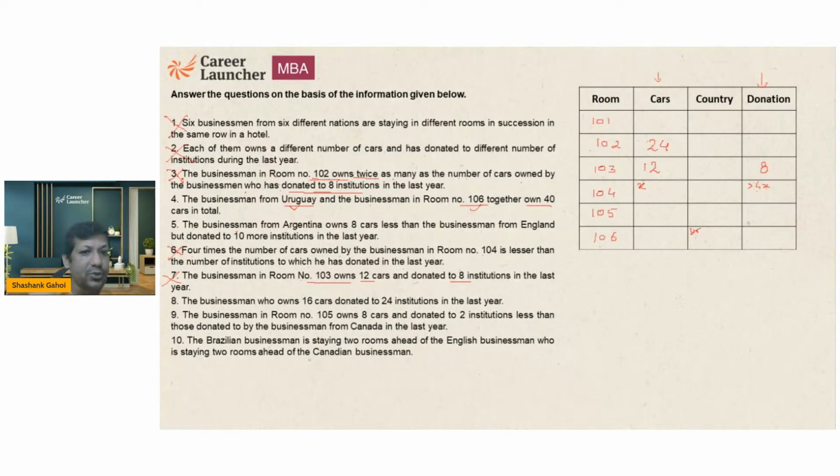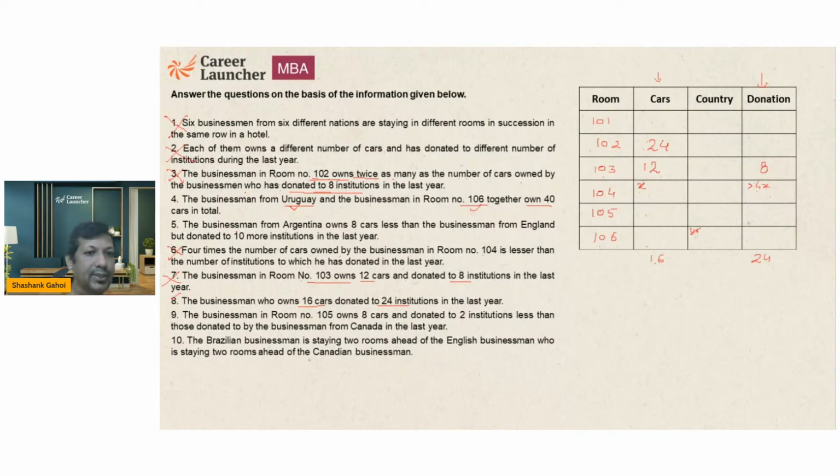Okay, now what else do we have? The businessman who owns 12 cars donated to 24 institutions. So anyone who owns 16 cars has donated to 64 donations. So wherever they are going to go, they are going to go together. Now, basically, this definitely cannot be in 102. This definitely cannot be in 103. This definitely cannot be in 104. Because if this is 16, this value should be greater than 64. So again, this arrangement is not possible. So it is going to be either 101, 105, or 106.